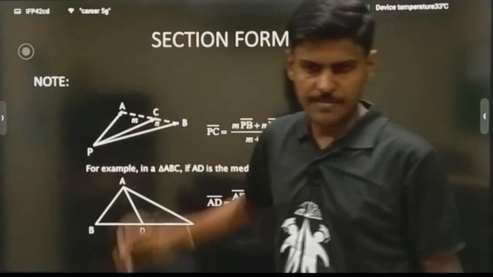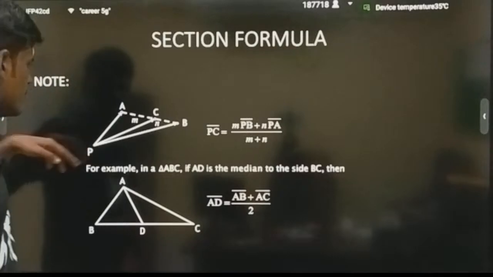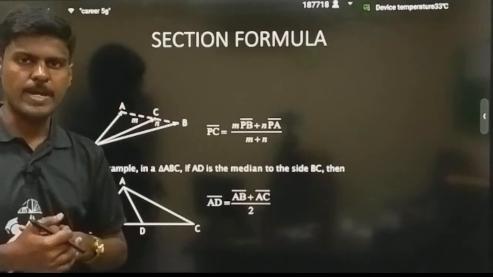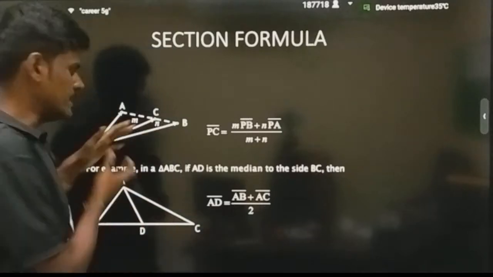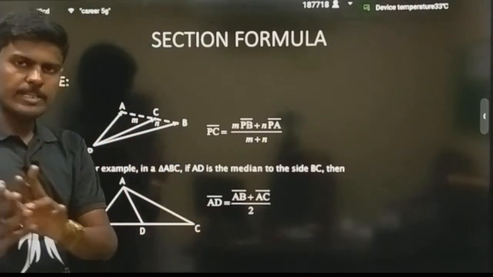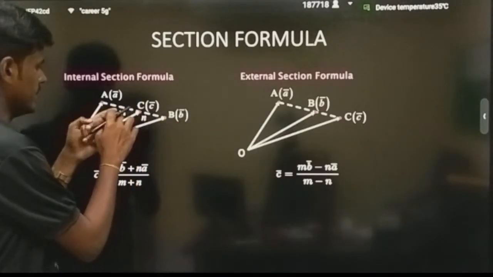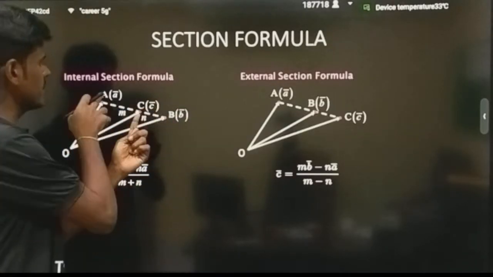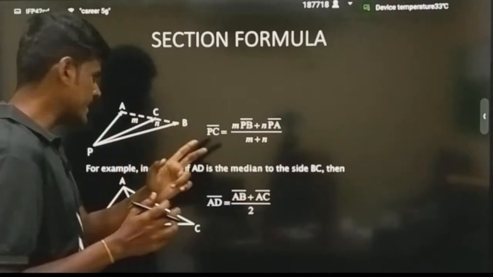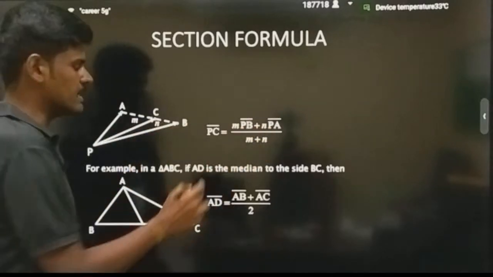Now instead of position vector, suppose there is some other point from which they have given PA and PB vector. What is the position vector of point C with respect to point P? That is PC vector. Formula remains same. What we wrote there? Here M into B vector plus N into A vector by M plus N. What will be the formula for this? Again same, M into B vector plus N into A vector. Write it as it is.